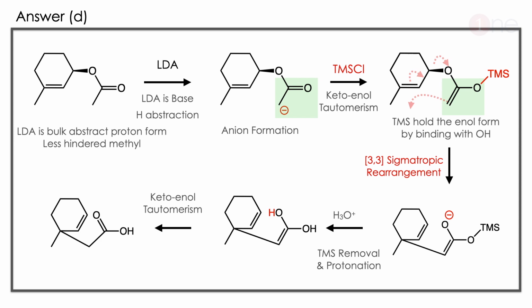The anion is there. Then you are using hydrolysis. After the hydrolysis, a dihydroxy compound forms. Then keto-enol tautomerism occurs. The ketone group forms there. So clearly the answer is D, which is the acid. Here you have to know two things. One is LDA is a bulky base, only abstracts the proton from the less hindered side, and TMS holds the enol structure very well.